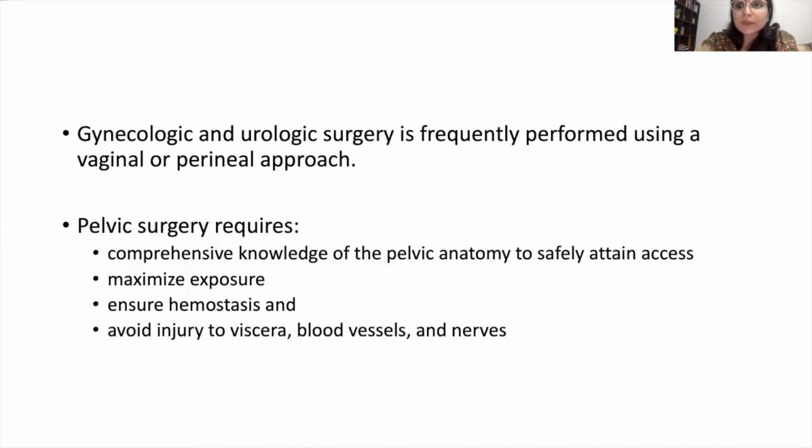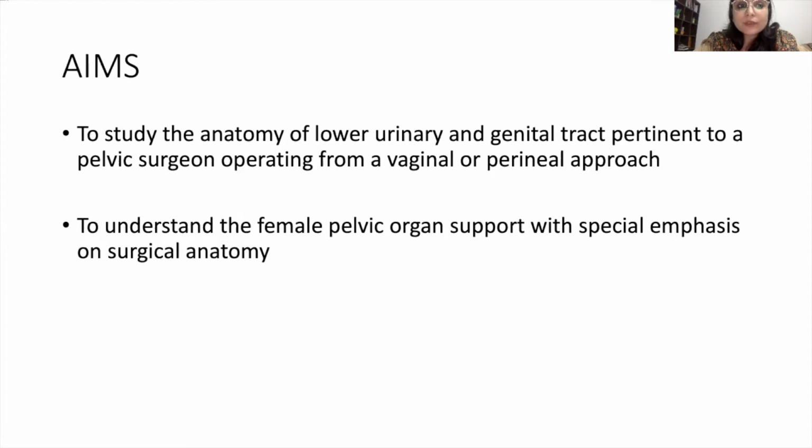So let's start. As we all know, gynecologic and urological surgery is frequently performed using a vaginal or a perineal approach. Pelvic surgery requires a comprehensive knowledge of pelvic anatomy to safely attain access, maximize exposure, ensure hemostasis, and avoid injury to viscera, blood vessels, and nerves that exist in this area. So the aim of today's lecture is to study the anatomy of the lower urinary and genital tract pertinent to a pelvic surgeon operating from the vaginal or perineal approach.